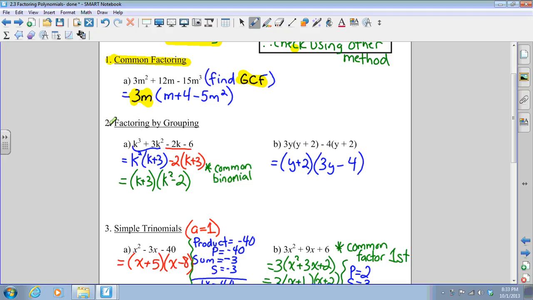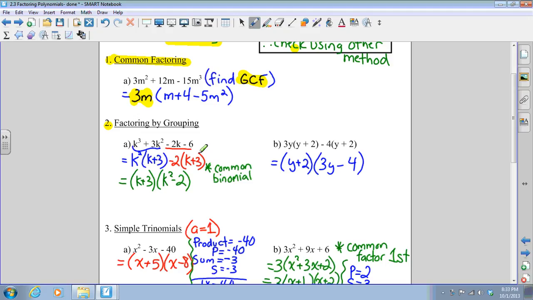Example 2 is factor by grouping. You might have noticed this from doing decomposition. So this is step 2 in decomposition. We look at the first 2 terms that are in blue, what's common in them, k squared, so you factor out k squared, what's left, k plus 3. Look at the last 2 terms in red, what's common in those 2, -2. You factor out a -2, and what's left over is k plus 3.